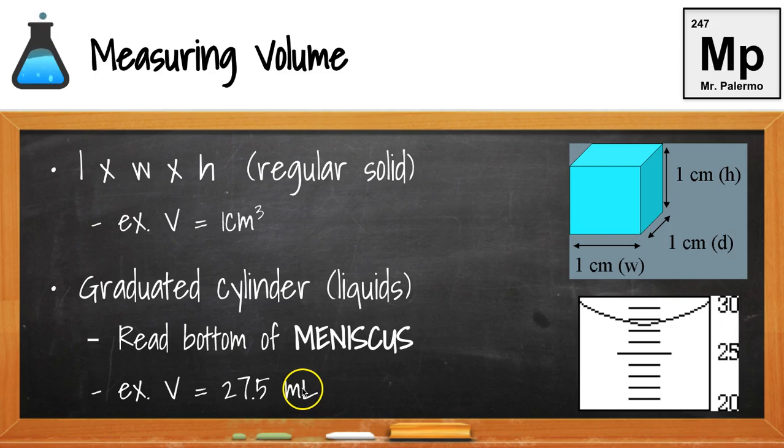So for volume, you may see units in liters or milliliters, or you may see centimeters cubed. So it depends on if it's a regular solid or a liquid. And the conversion between centimeters cubed and milliliter is very simple. It's a 1-to-1 conversion. So 1 milliliter is equal to 1 centimeter cubed.